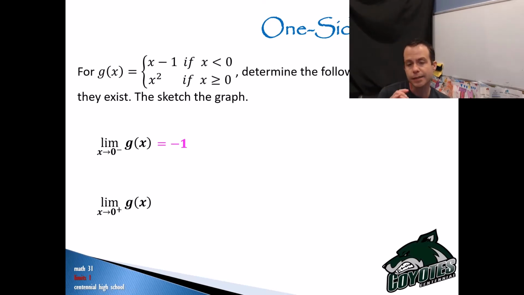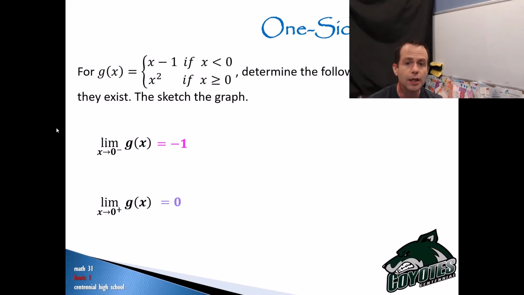Okay, as x approaches 0 from the right, I have to be coming from a greater than 0 standpoint, which means I'd be looking at this piece of my piecewise function. And so I plug 0 in there. 0 squared is 0. Okay, so the limit as x approaches 0 from the left is -1. The limit as x approaches 0 from the right is 0. Right away, you're going to tell me this is not continuous at 0, because these are not the same number. The limit on the left does not equal the limit on the right.